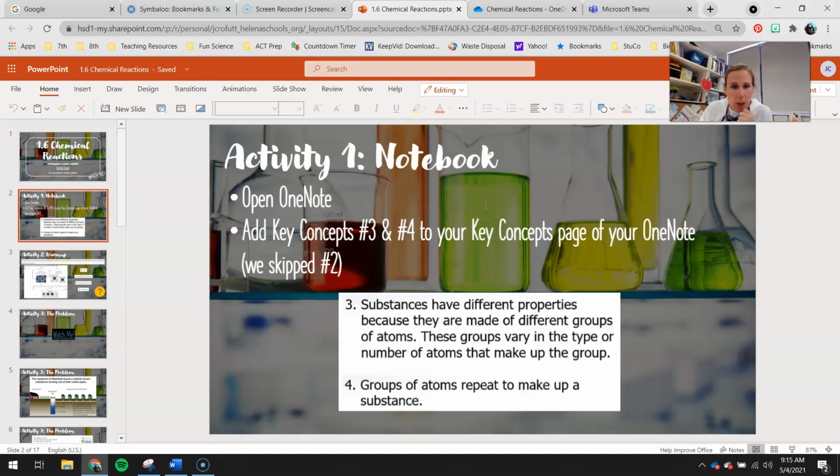You need to open up your OneNote and then add key concepts 3 and 4 to your key concepts page. Notice that we skipped key concept number 2. So key concept number 3: substances have different properties because they are made of different groups of atoms. These groups vary in the type or number of atoms that make up the group, and you will also see that how those atoms are arranged can also give different properties.